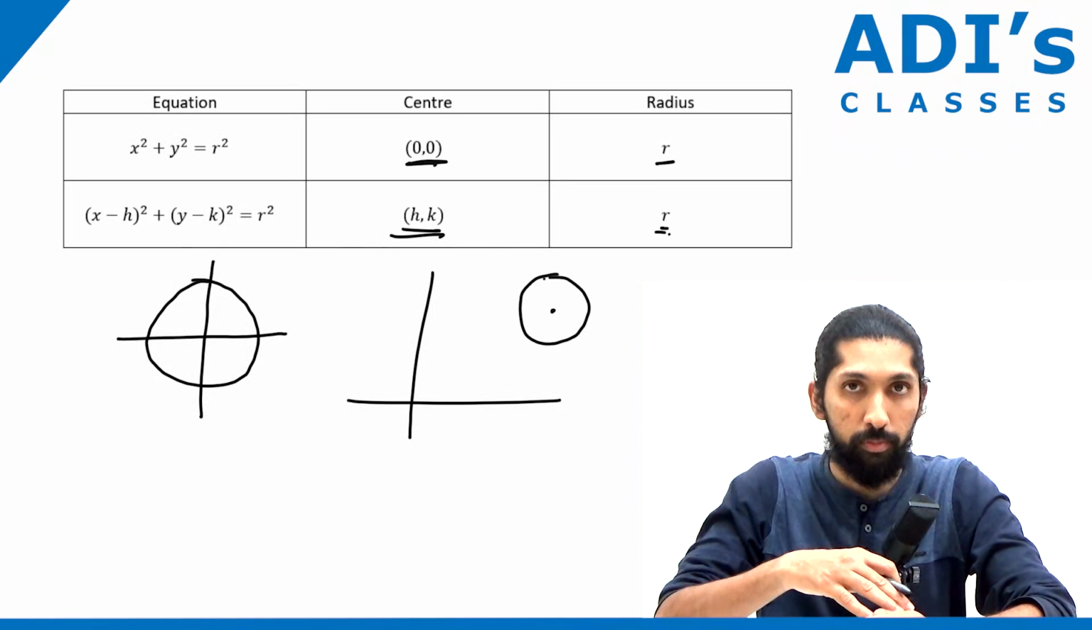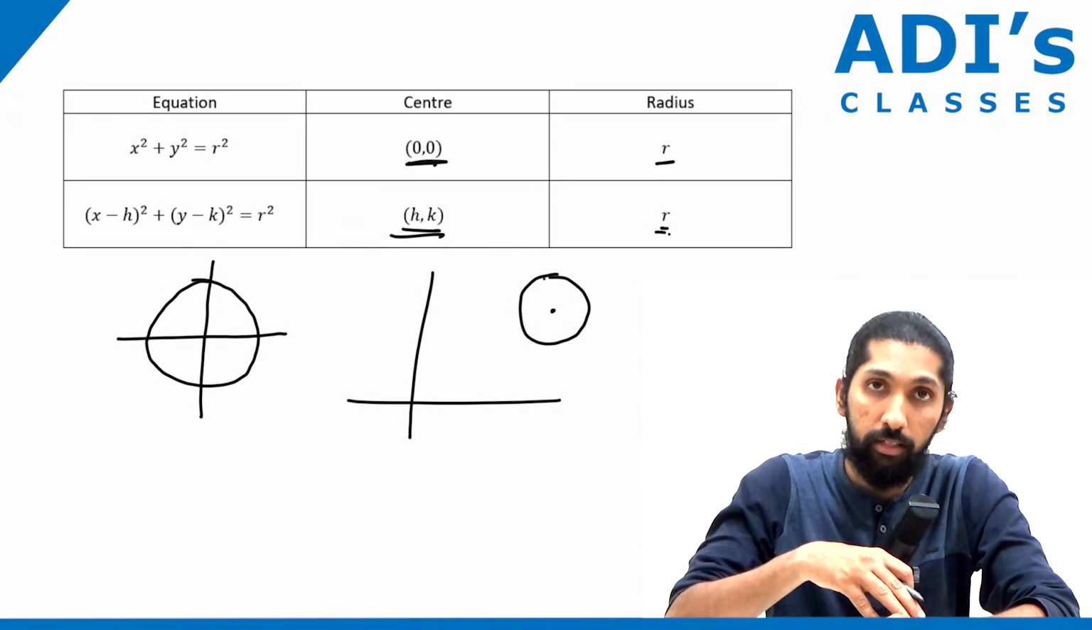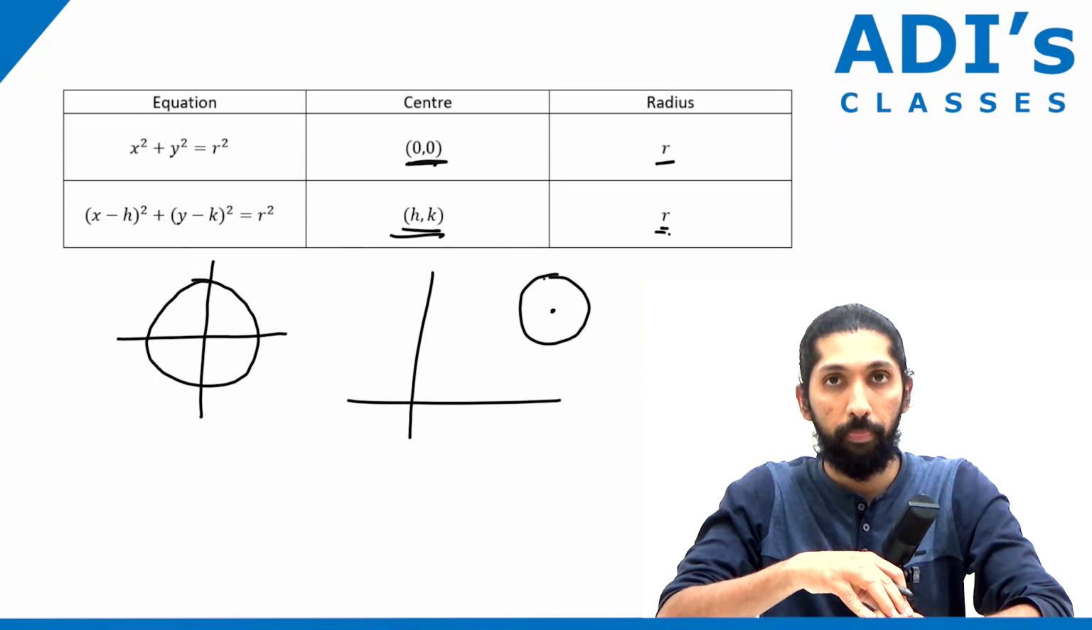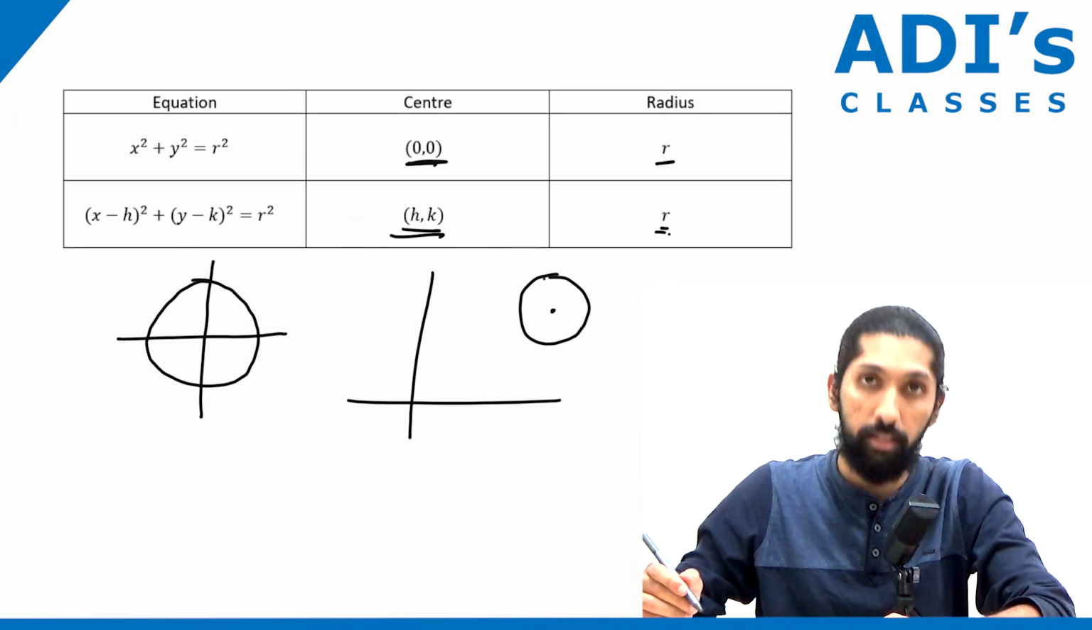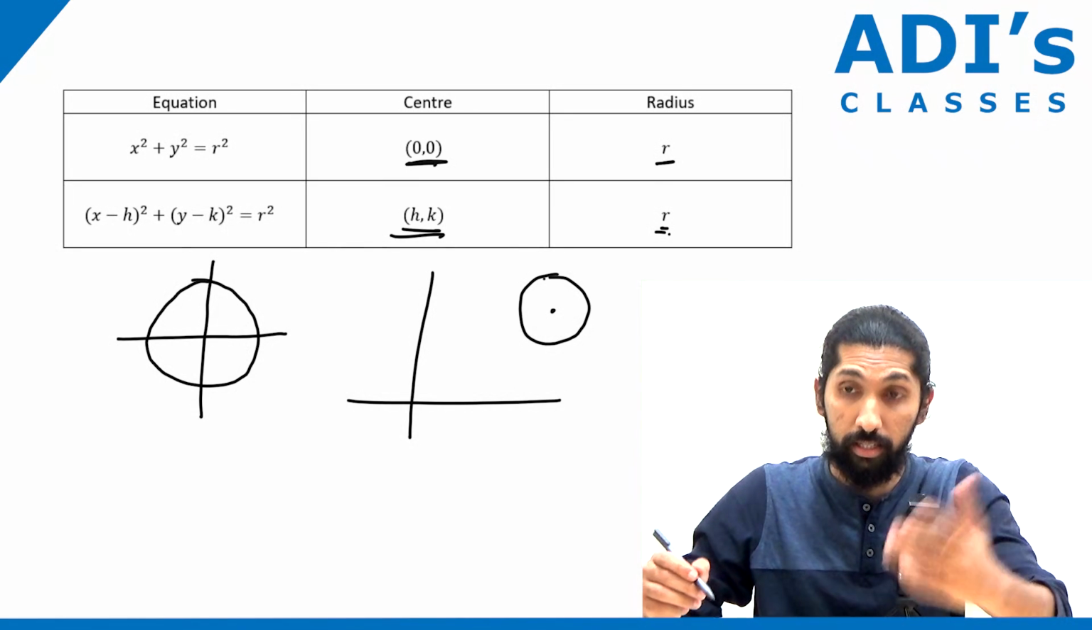We solved the problems based on this one. Finding the center, finding the radius, everything. Okay, so this is the first part of a conic section. Let's discuss the next one now. Okay, let's summarize the next one now.